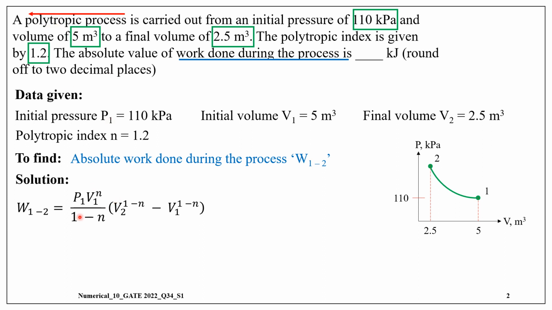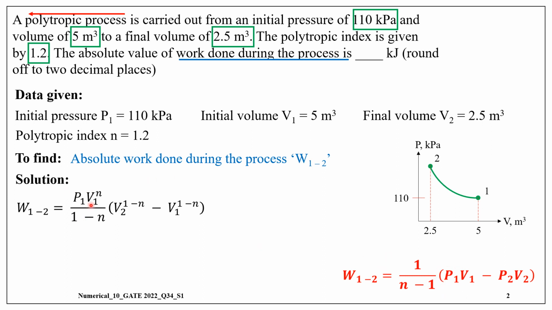So this is a polytropic process. That's why we use this formula. And this formula we derived while learning about PdV work during various processes. And this formula is an intermediate step. This can be further simplified to this form.